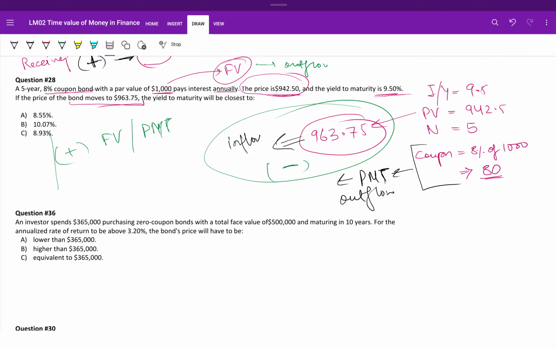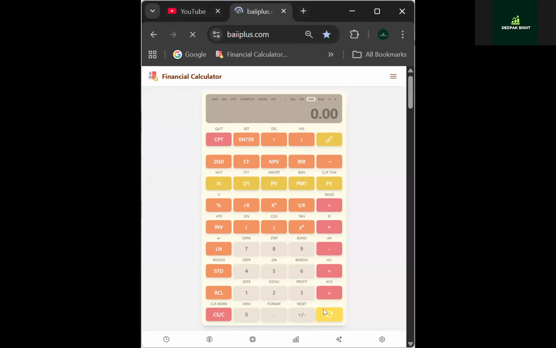Now let's plug in these numbers here. Calculator screen again. So 1000 is our present value, or not present value, the face value. The future value is going to be 1000. 5 is going to be N. Payment is 8% of $1,000, which is 80. This is a PMT.